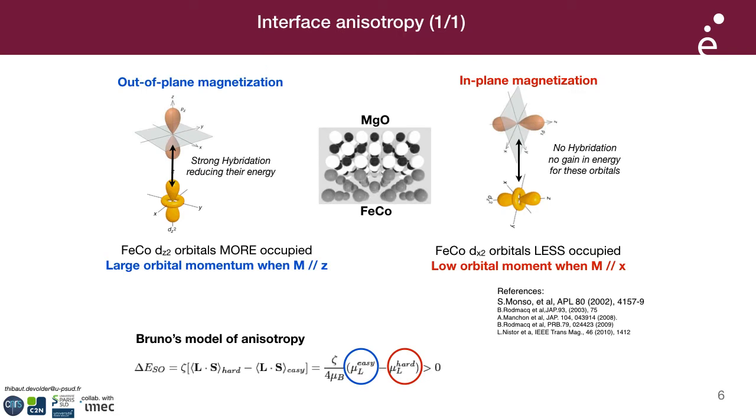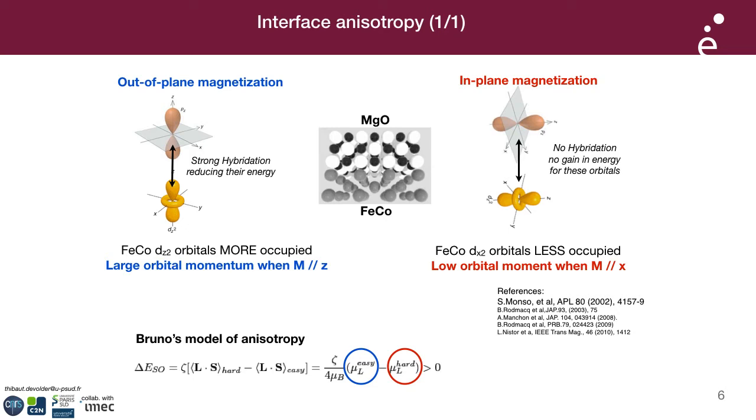Another thing that you need for STT-MRAM is to have a strong magnetic anisotropy that maintains the magnetization in a fixed direction to store the information. And in the material systems of interest for STT-MRAM, this is provided by interface anisotropy at the interface between iron, cobalt, and MgO. The situation is the following.